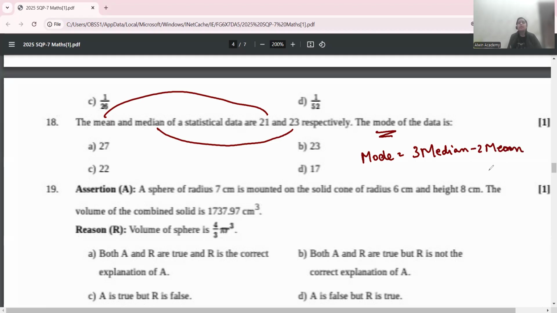We put in the values here, 3 times median, so 3 times 23, that's 69, minus 2 times mean, mean is 21, so 2 times mean is 42. 69 minus 42 is 27, option number A.